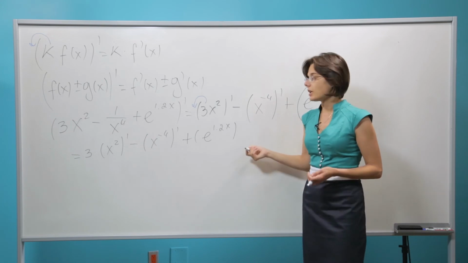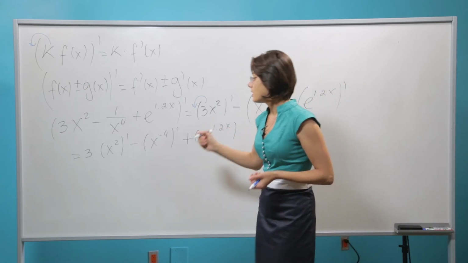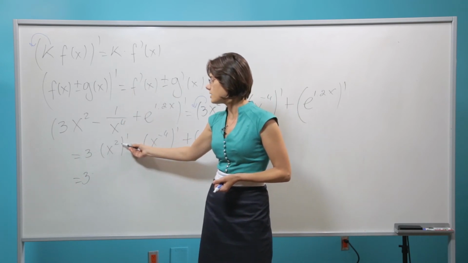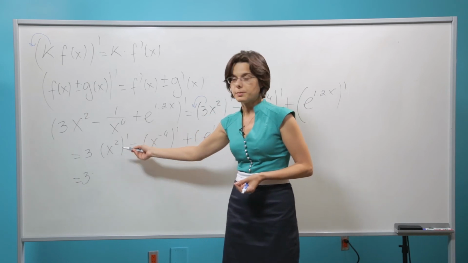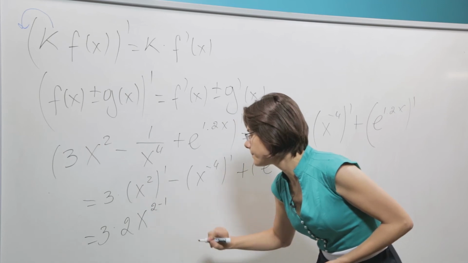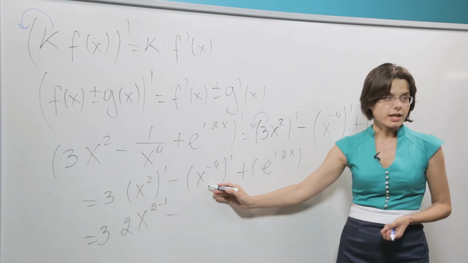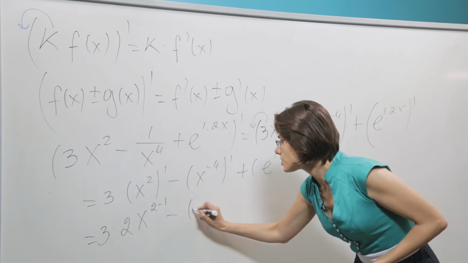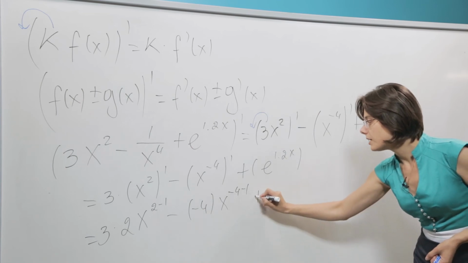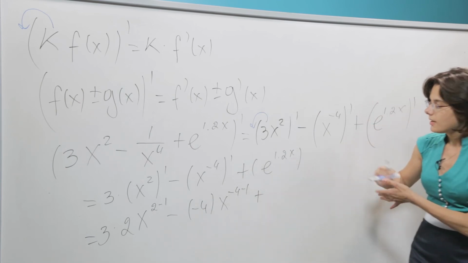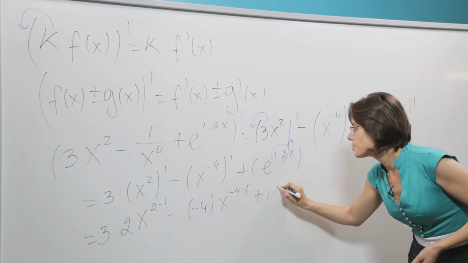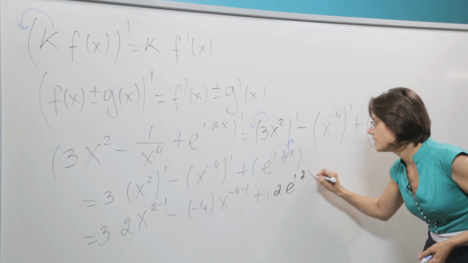And it's only left to use formulas. So we have 3 times, and our formula, derivative of x to the power of n is equal to n times x to the power of n minus 1. So it's going to be equal to 2 times x to the power of 2 minus 1, minus, same formula again with n equal to negative 4. So it's minus 4 times x to the power of minus 4 minus 1, plus derivative of exponential function with constant multiplier a here, which is 1.2. So it's 1.2 e to the power of 1.2x.